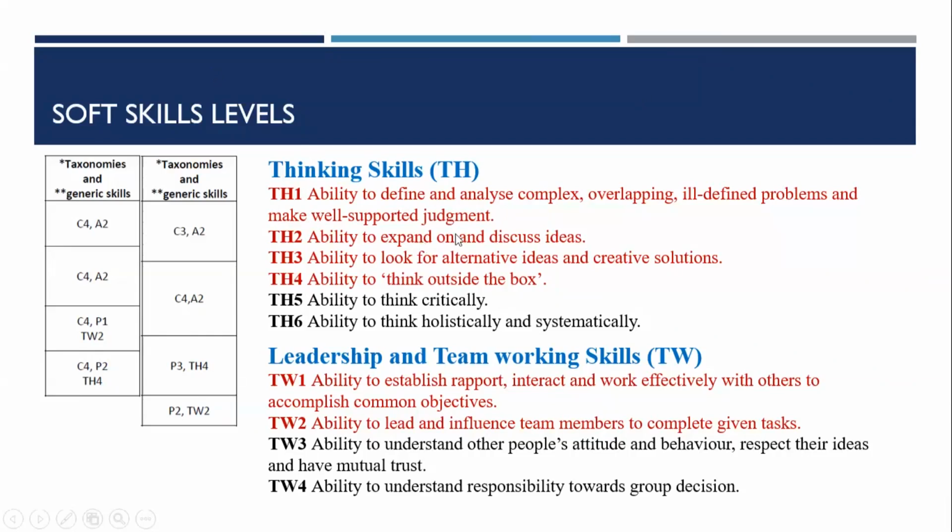TH2 is able to expand on and discuss ideas. TH3 is the ability to look for alternative ideas and creative solutions. TH4 is the ability to think outside the box. Okay. Leadership and team working skills, we follow 2. Level 1 is the ability to establish rapport, interact and work effectively with others to accomplish common objectives. Level 2 here means the ability to lead and influence team members to complete given tasks.